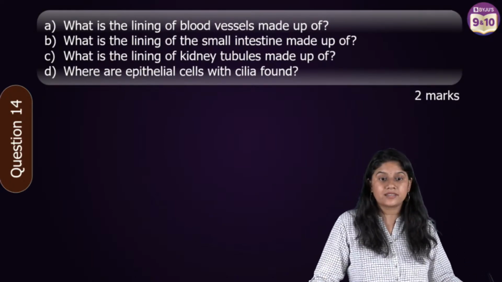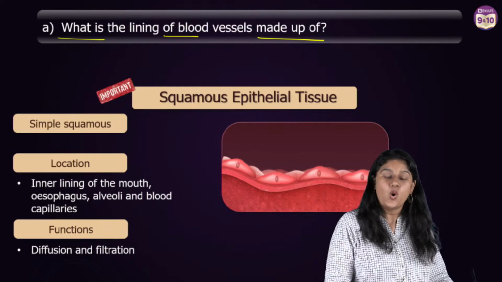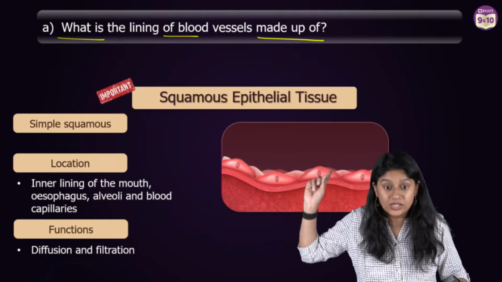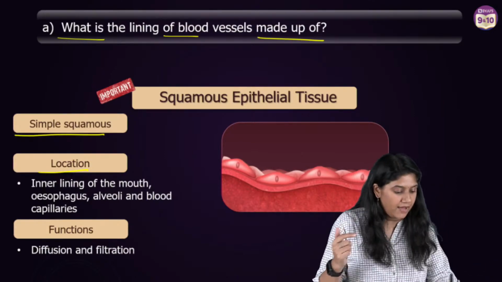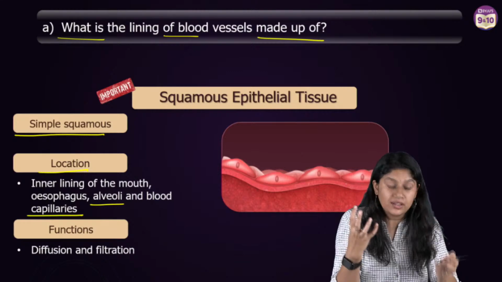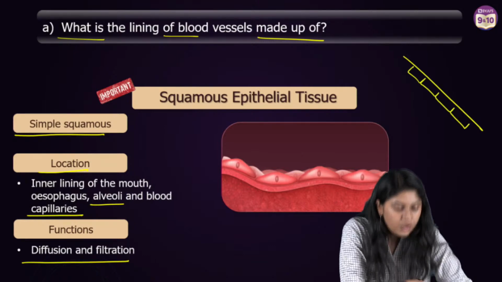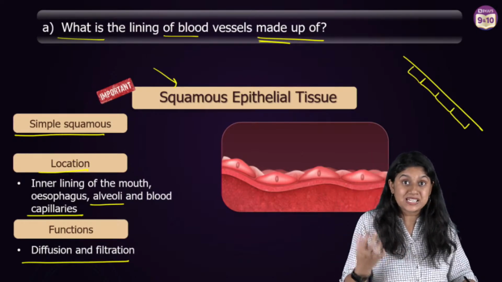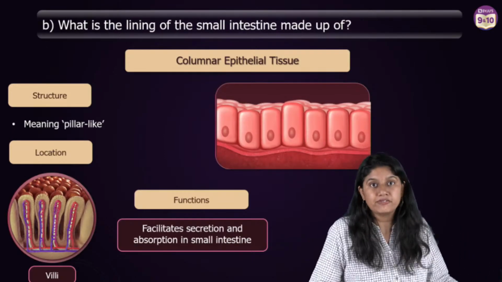Okay, here everyone, let's take a look at this particular question. Here we have the first question. What is the lining of the blood vessels made up of? Here we have the answer also, which is the squamous epithelial tissue. Again, very important thing everyone, take the screenshot. It has all the information about the tissues. We have the simple squamous. What is the location? Inner lining of the mouth, esophagus, alveoli and the blood capillaries, where there needs to be a very important exchange, like diffusion and filtration, where we require only a single cell. There we'll be able to see the squamous epithelial tissue. In the lining of blood vessels like capillaries, we have the squamous epithelium tissue. Clear everyone?